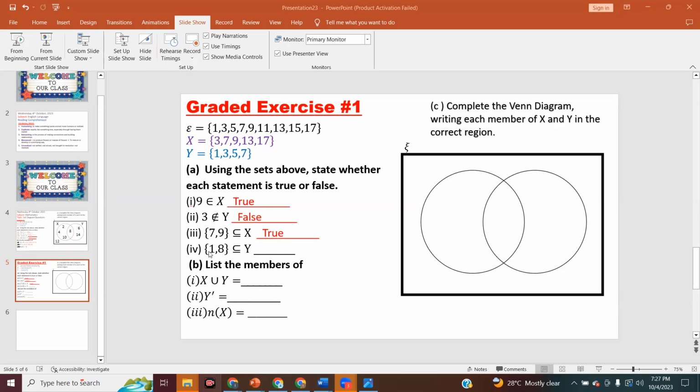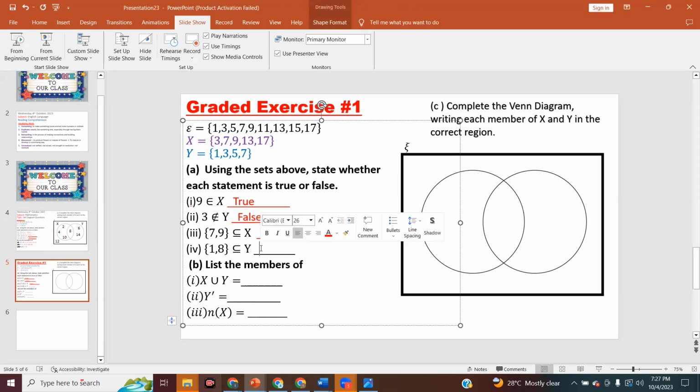It says 8 is a subset of Y. What did you put for that? I put false. Why did you put false? Because 8 is not inside of set Y. Very good, so the answer is false. How many persons have false for this one? I did. All right, very good. So the answer is false.